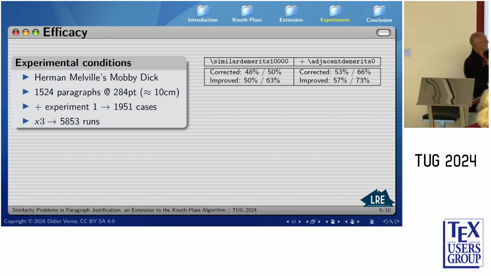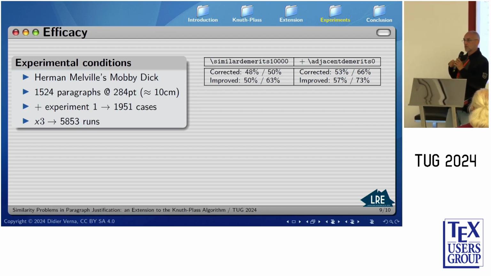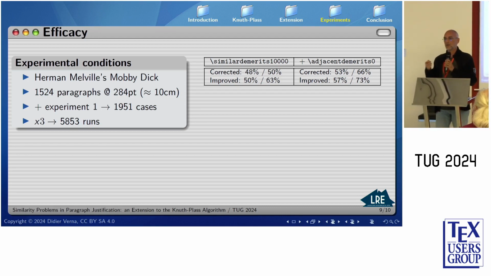1, which you see in the first column here, when I set the similar demerits to the maximum value. And a 3rd one, where not only the similar demerits are at the maximum value, but also I've set the adjacent demerits to 0. Mind you, this is nonsensical, but that gives you the worst possible situation, okay? So what I found is, if I push the similar demerits to the maximum value, 48 to 50%, depending on the exact experiment, are corrected. It means that the algorithm will choose a similarity-free layout instead of a similarity non-free one, okay?